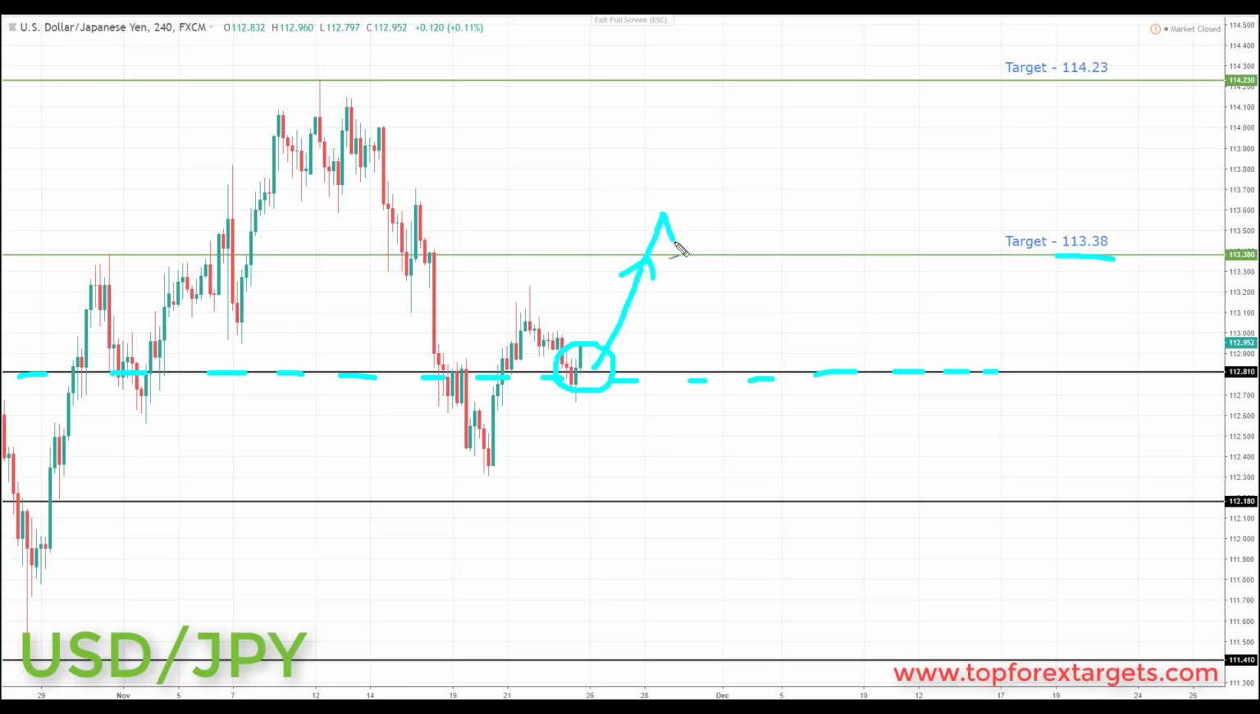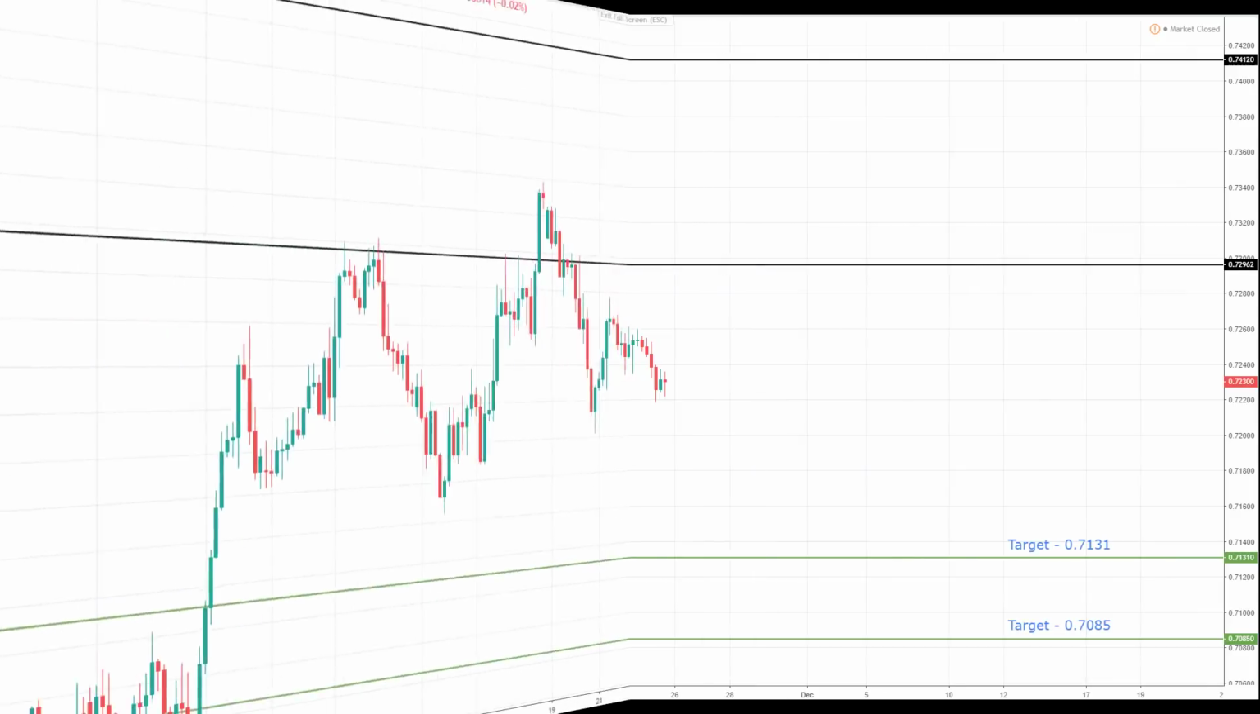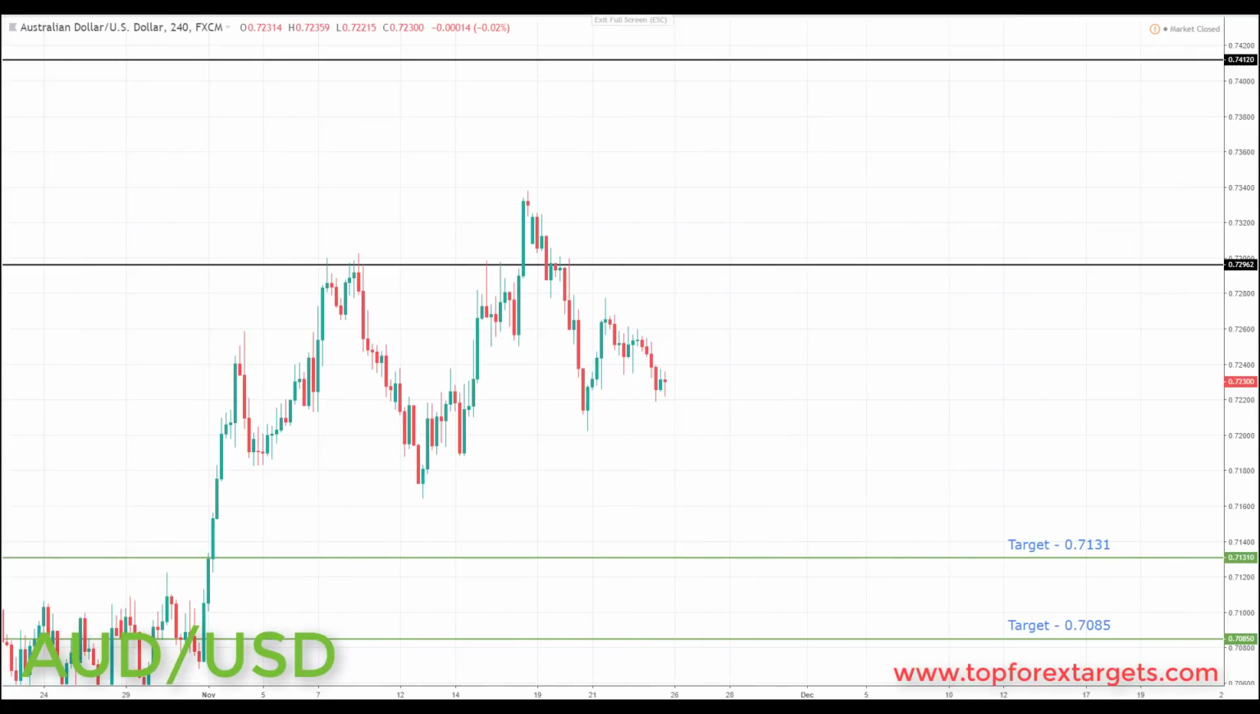And if we can get a break through here, we're going to be looking up towards the next key area of resistance to the upside and target 2 at the 0.23. So next pair we're going to look at is Aussie US dollar.